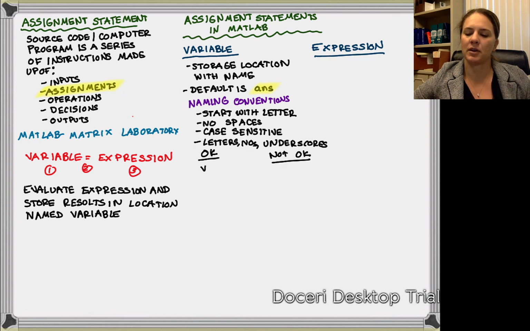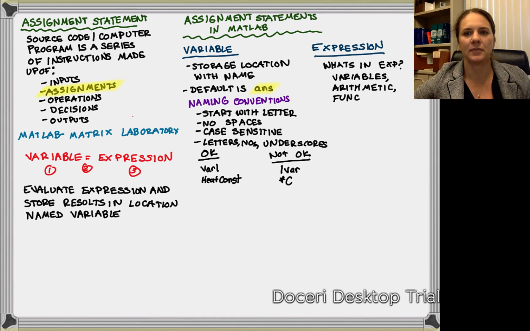So here's just some examples of variables that are okay versus not okay. var1 will work, but 1var will not work. Heat_constant will work, but $C for degrees Celsius or something will not work. It will give you an error. Okay, so let's talk about the expression. What can be in the expression? Variables, arithmetic, and functions. And the arithmetic that we can include are regular math symbols like plus, minus, the asterisk for multiplication, division, the caret, and of course parentheses.